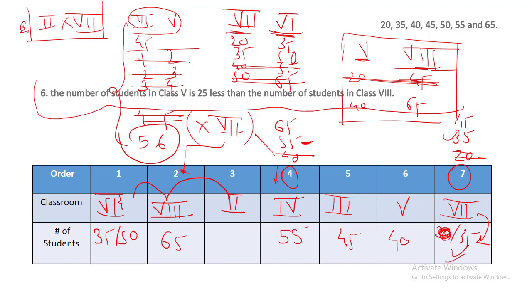As 35 we have already used here, I'm eliminating 35 from here. So the classroom for class 6 will have 50 students. So we are left with only one possibility for the number of students in this particular classroom, that will be 20. So we have found out everything guys now.